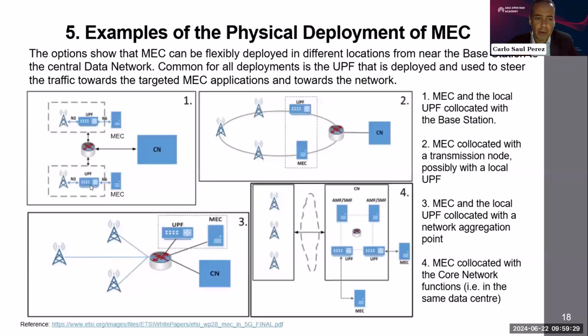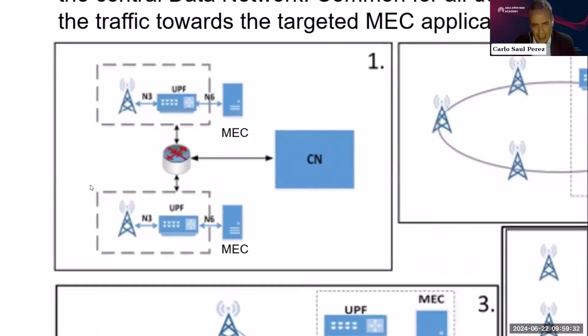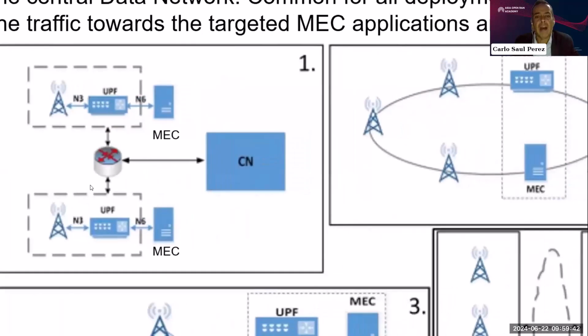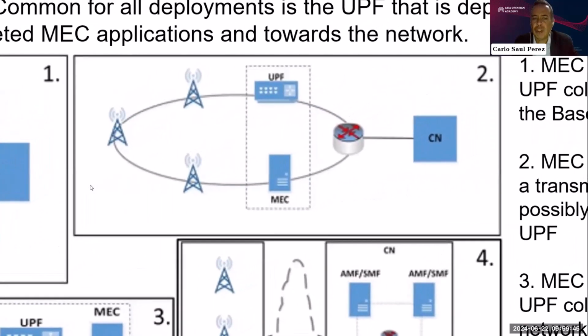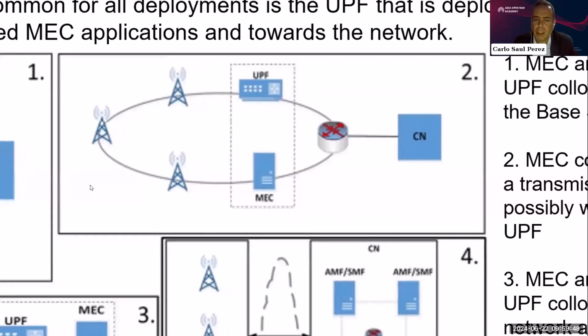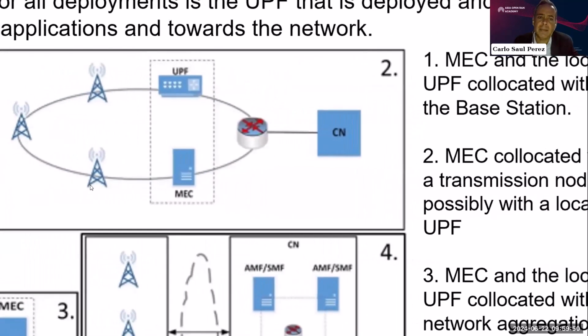These MEC functionalities could be deployed in different areas. We can have MEC with the user plane functionalities very close to the base station, as we can see here. We have another scenario of MEC functionalities working at a transmission point, located here. You still have your main 5G functionalities located in the core, but you have these user plane functionalities and MEC functionalities working at this transmission point.